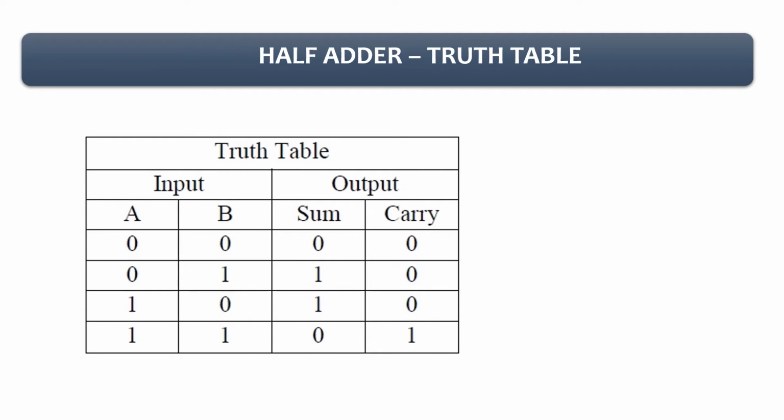Now we will see how to draw the truth table for the half adder. As we know, in half adder you have two inputs and two outputs, right? As you can see on the screen, we have two inputs A and B, and in the output we get the sum and the carry after the addition operation. But before that, we should know how to perform the addition operation on bits. We can see on the screen 0 plus 0, we got 0 sum, 0 carry. For 0 plus 1 we have 1 sum, 0 carry, and likewise.